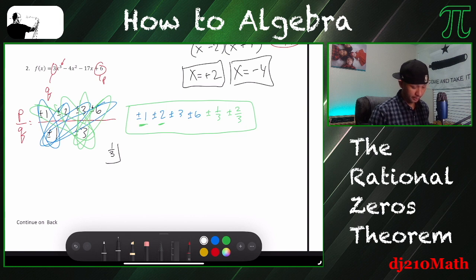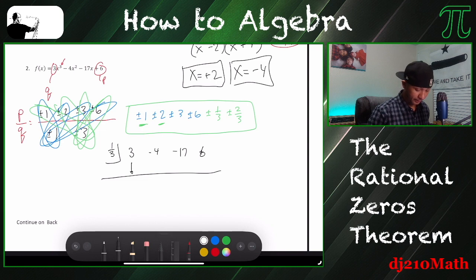So then I look at the polynomial. So 3, 2, 1. All the x's are there in descending order. So 3, -4, -17, and then 6, plus 6, right?